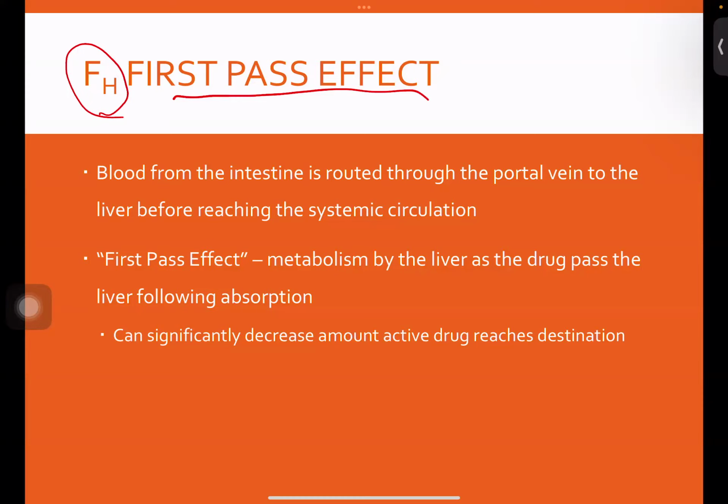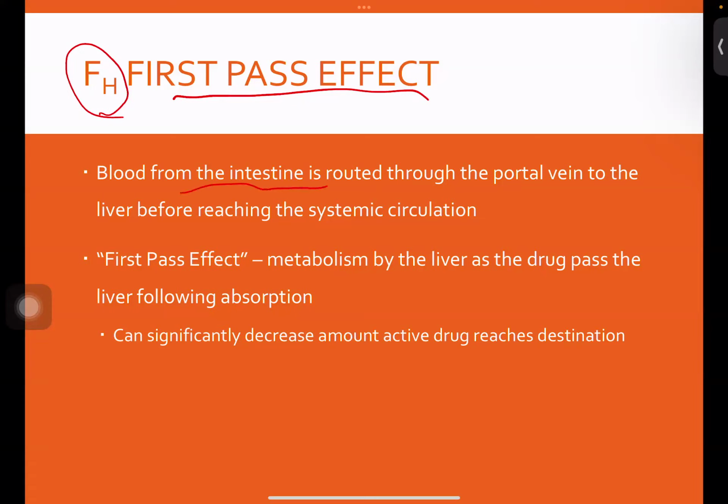To escape the first pass effect... The first pass effect is the idea, and we knew about this a long time ago, that there were drugs that were metabolized by the liver before they even made it to the systemic circulation. So on that first pass through the body, the drug is eliminated as it goes through the liver, before it can even get to the systemic circulation. That's what the first pass is. Does that make sense? Because I will use the word first pass.